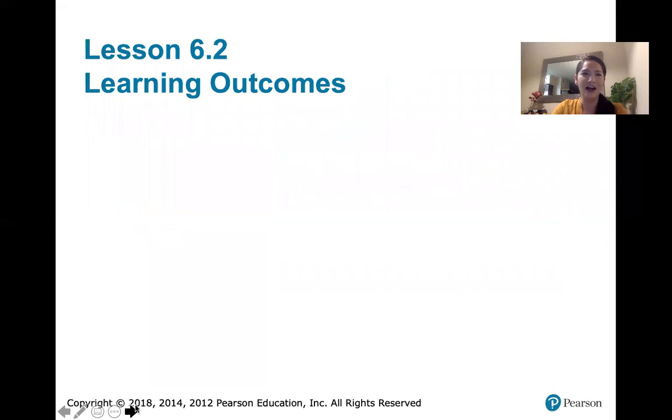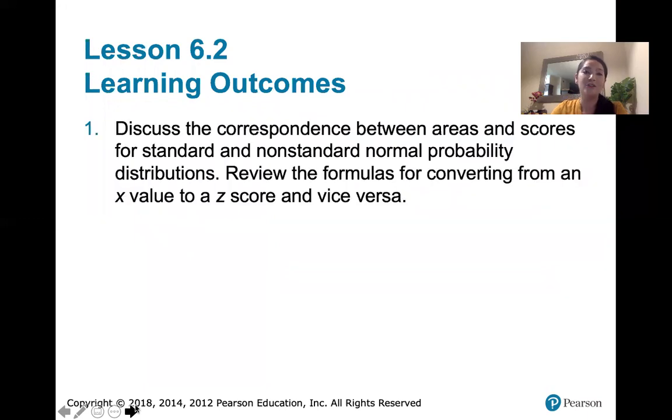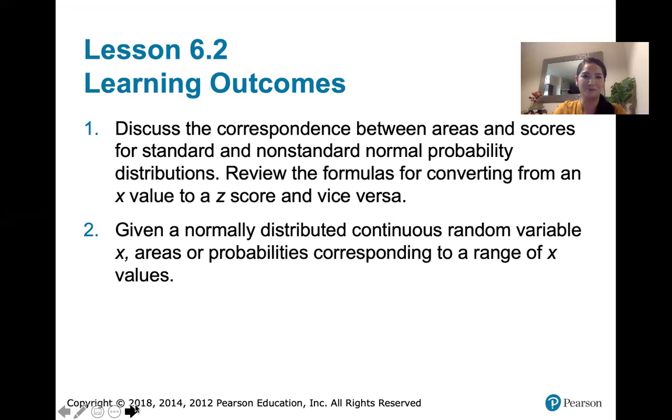So here are our learning outcomes. First, we're going to discuss the correspondence between areas and scores for standard normal distributions and non-standard normal probability distributions. We'll also review the formulas for converting from an X value to a Z score and vice versa. We actually talked about these a little bit way back in chapter 3 when we talked about measures of relative standing. We're revisiting those ideas here.